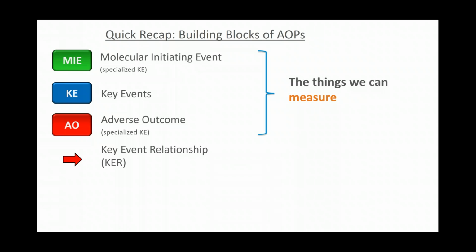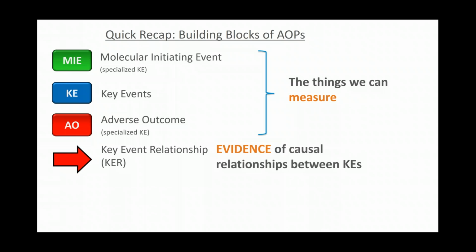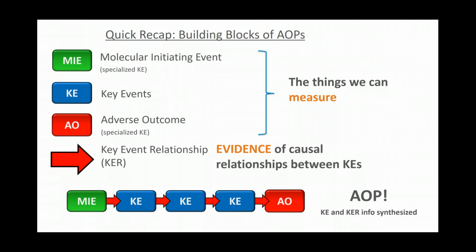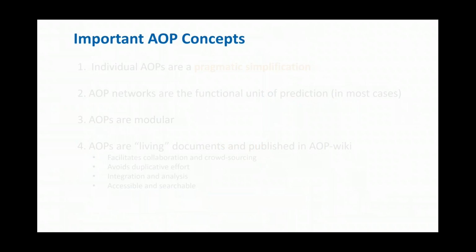And then we also have the key event relationship, which is the evidence that links an upstream key event to a downstream key event. And then finally, when we put these things all together, we have the flow diagram that describes the entire AOP. And it's really on the front page of the AOP wiki where you see the full description of the AOP. Because each of these elements within the AOP, as you'll see when we move forward, are modular and other people will reuse them. So the only thing that's unique to the AOP is the actual description of the overall AOP.